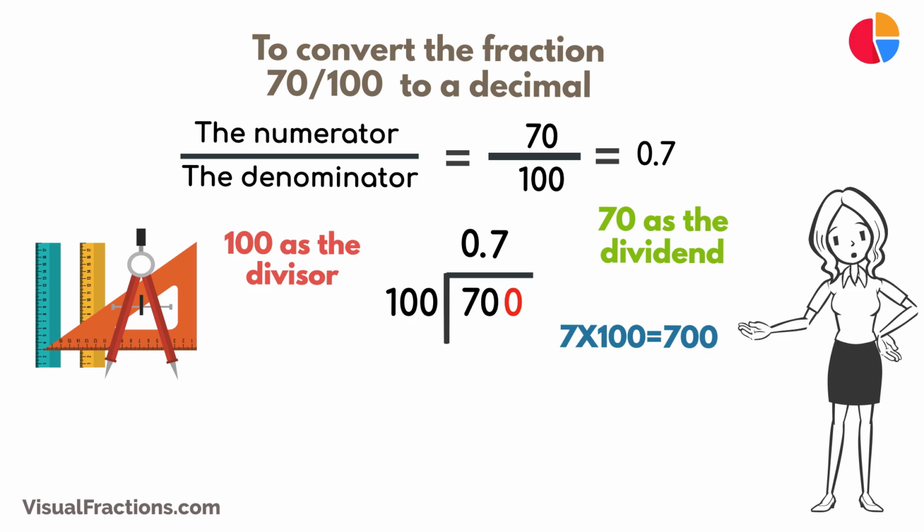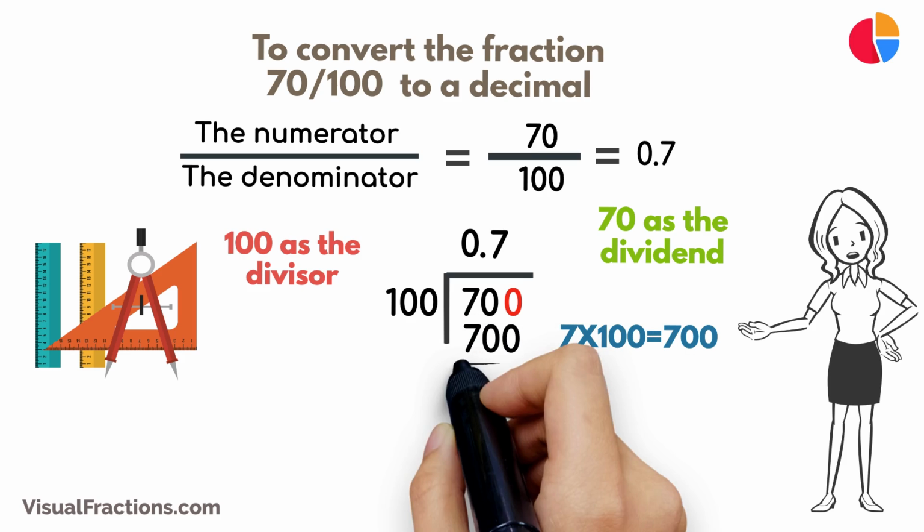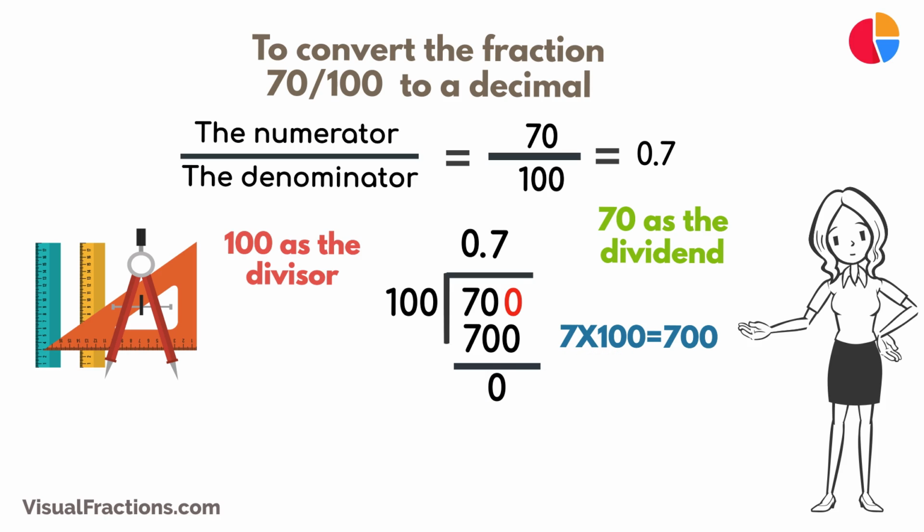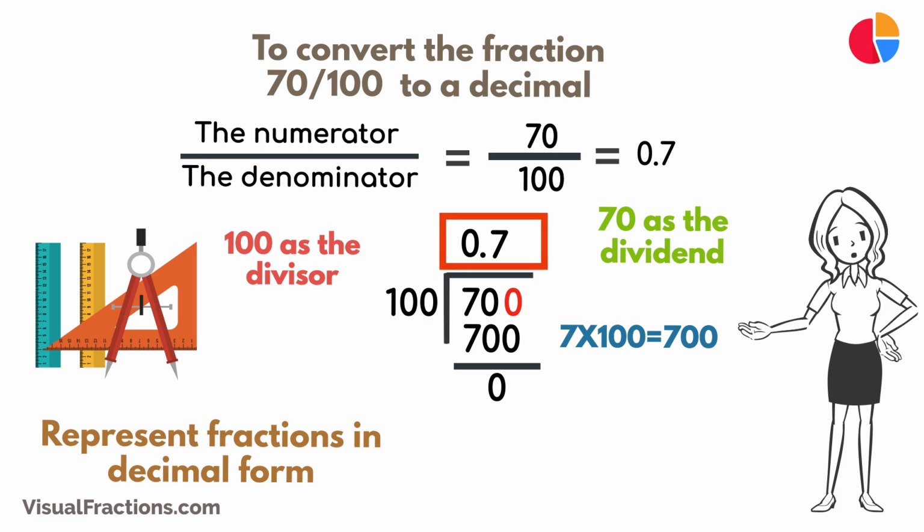Multiplying 7 by 100 gives us 700. When we subtract 700 from 700, we get a remainder of 0. So, there we have it. The fraction 70/100ths converted to a decimal is 0.7. This conversion process demonstrates a straightforward method to understand and represent fractions in decimal form.